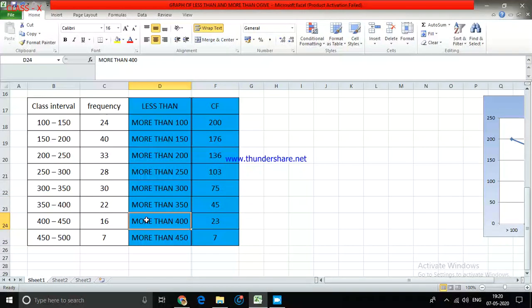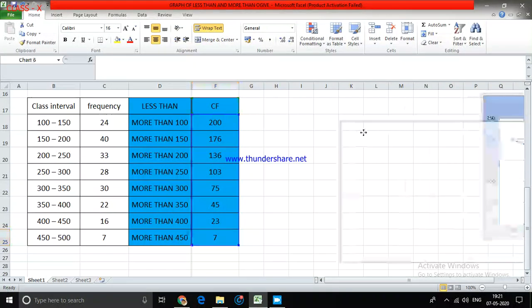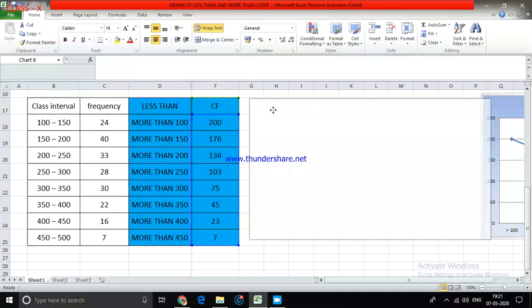More than 400, just by adding these two numbers, that will come 23. More than 450, 450 to 500, there are 7, so that means more than 450 also 7 people will be there. Okay, now once you get this equation, now let me bring the graph in.